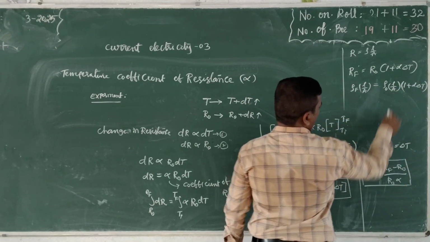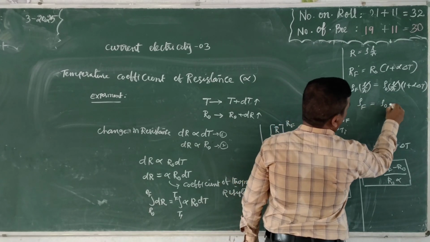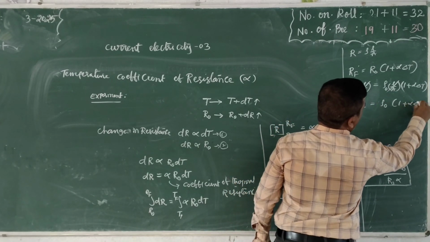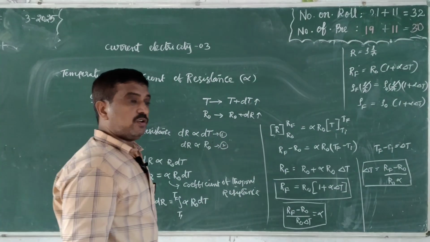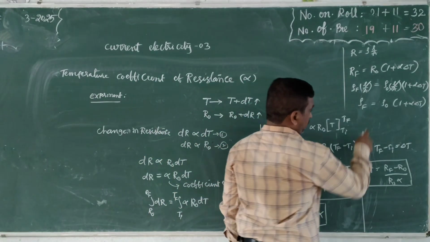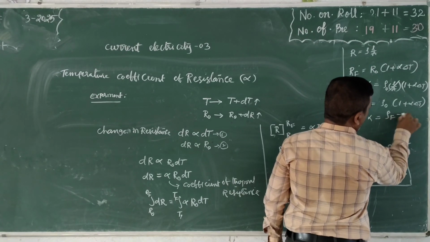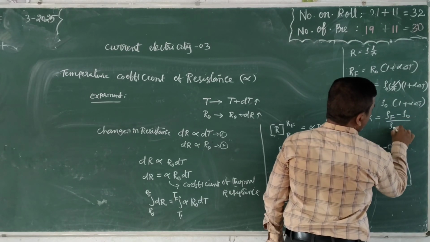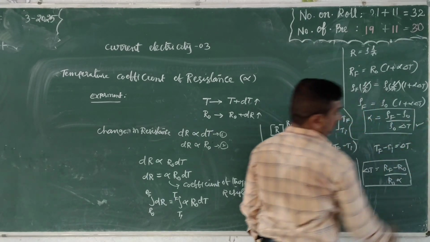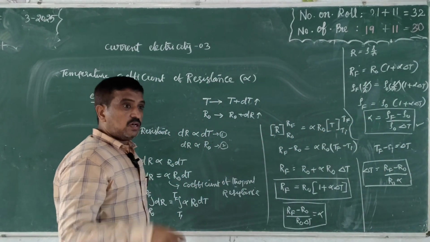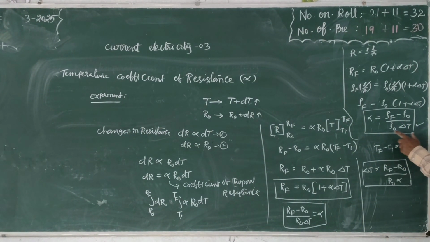So here L by A cancel, and we get rho final equals rho naught into 1 plus alpha delta T. It is the formula for final resistivity equals initial resistivity into 1 plus alpha delta T. From this, alpha equals rho final minus rho initial by rho initial into delta T. It is the formula for the temperature coefficient of resistance using resistivity. Alpha equals rho f minus rho naught by rho naught into delta T.